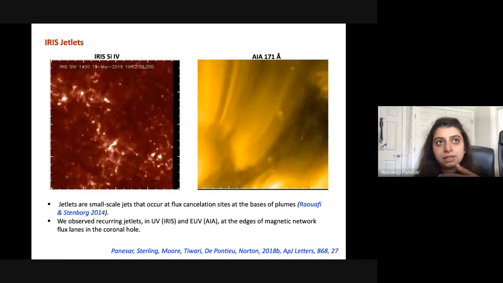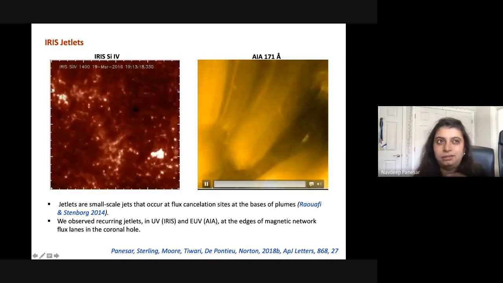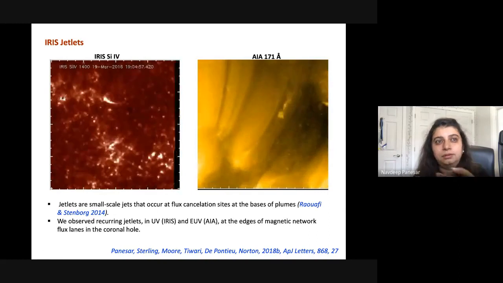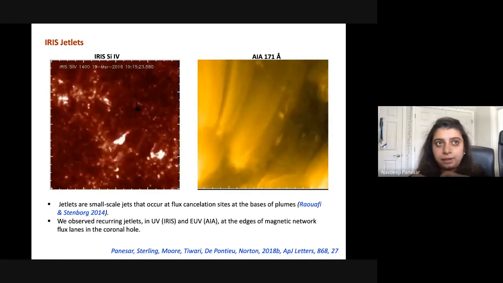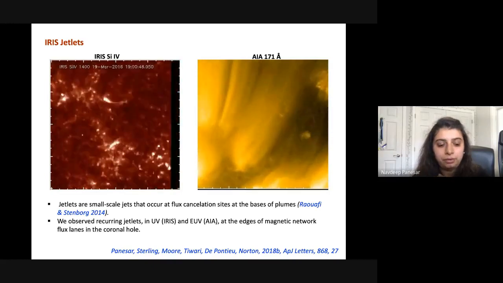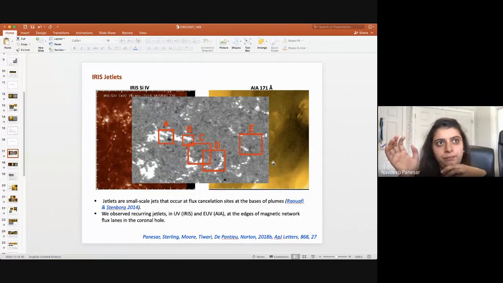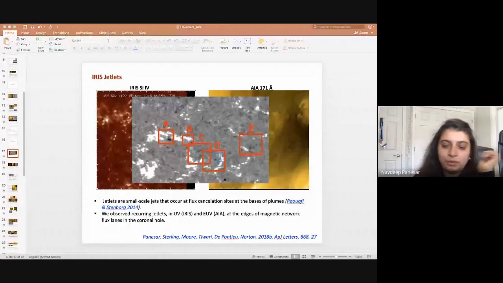So if several jetlets are occurring at the base of plume regions like that, they might be contributing to switchbacks, and they can also reach far. There is a recent paper by Sterling and Moore, in which they showed that if jetlets occur at a speed of, I think, 150 kilometers per second, they may reach, I think, 6 solar radii in 25 minutes, something like that. So there are some possibilities. We need to work on that. Yeah.